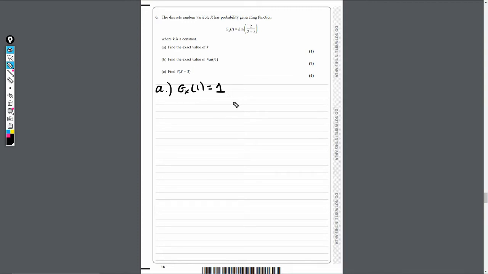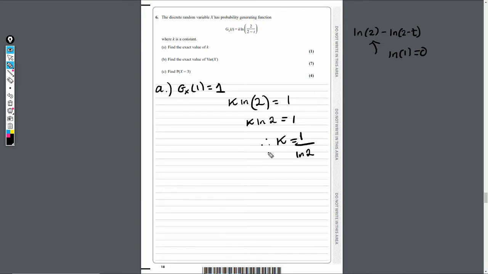So what we're saying is that k ln, now where there's a t, we put 1 in, so that'd be 2 over 2 minus 1. This is the same now as ln of 2 minus ln of 2 minus t. But if you put 1 in there, this becomes ln of 1, which is equal to 0. So all we get left with is ln of 2. So this becomes k ln 2 is equal to 1. Now to get k, just got to divide through by ln 2. So therefore k is equal to 1 over ln 2. And there we have it. So that's the value for k just for the first mark.